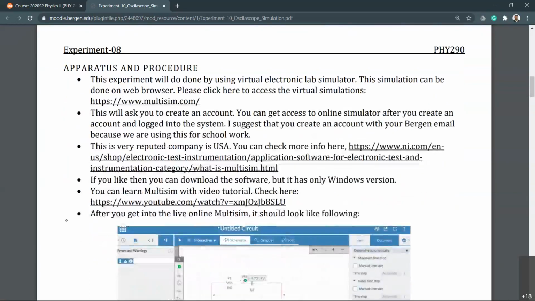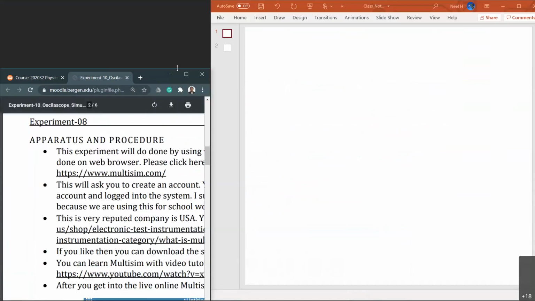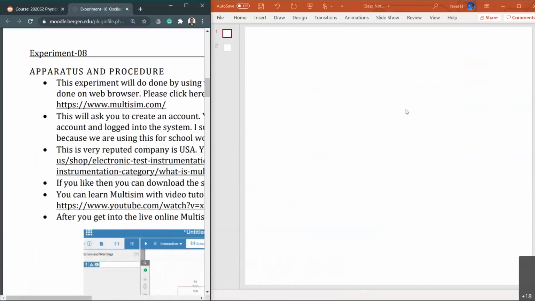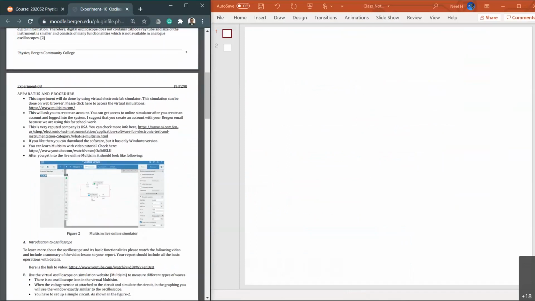All right, now what we're trying to do by using the oscilloscope today, we're not going to do any really serious experiment. An oscilloscope can be used for many different important experiments, but we're not doing anything very serious today. We're going to try to understand how to measure very basic information. That's the plan for today's experiment. Let's take a look at Experiment number 8.